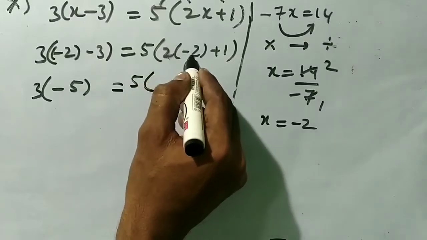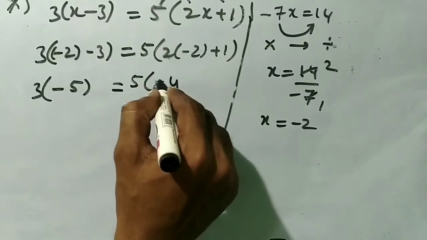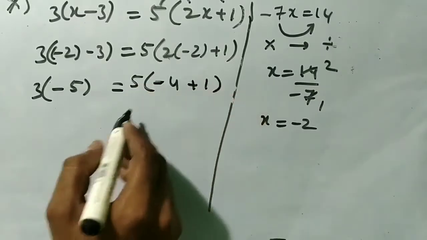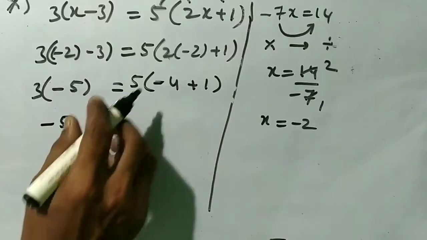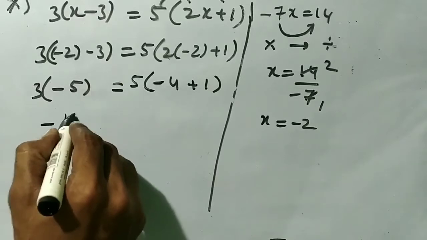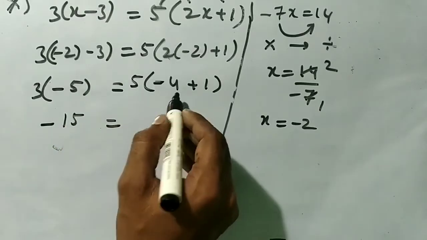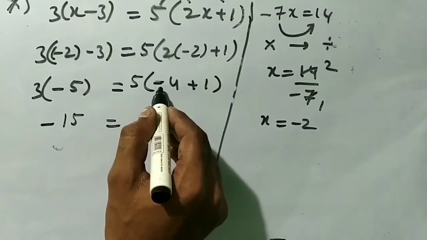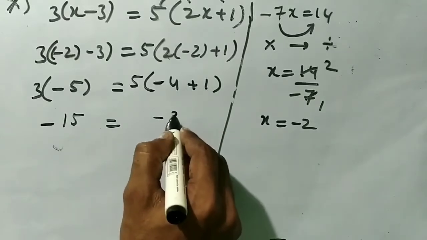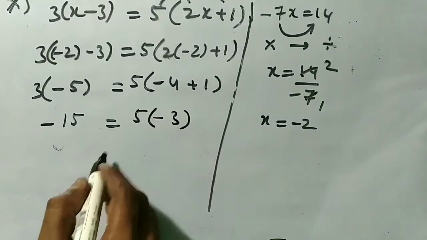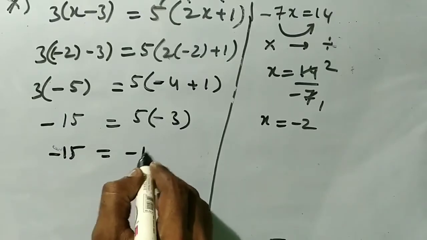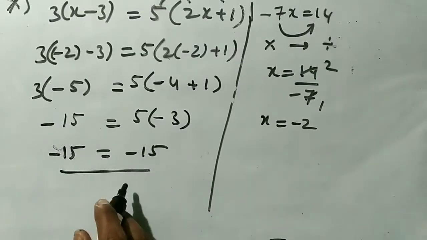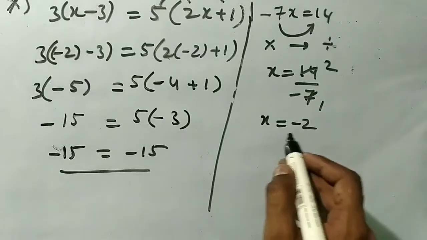Here minus 2 minus 3 becomes minus 5, is equal to 5, 2 into minus 2, that is minus 4 plus 1. Here 3 5s are 15, minus 15. Minus 15 is equal to minus 4 plus 1, which is minus 3, into 5, that is minus 15. So minus 15 is equal to minus 15. So RHS is equal to LHS. Then x is equal to minus 2 is the correct answer.